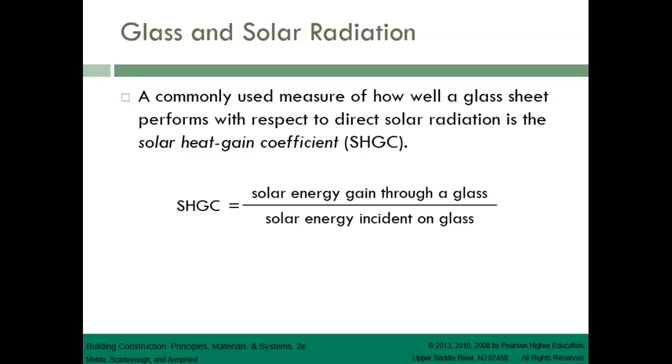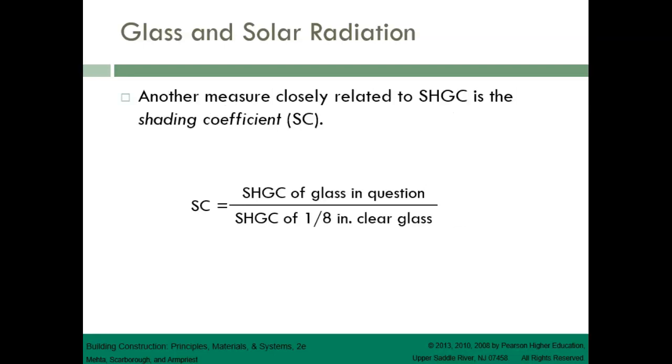A commonly used measure of how well a glass sheet performs with respect to direct solar radiation is the solar heat gain coefficient. The solar heat gain coefficient is equal to solar energy gained through a glass divided by solar energy incident on the glass. Another measure closely related to the solar heat gain coefficient is the shading coefficient. The shading coefficient is equal to the solar heat gain coefficient of glass in question divided by the solar heat gain coefficient of 1/8 of an inch clear glass.